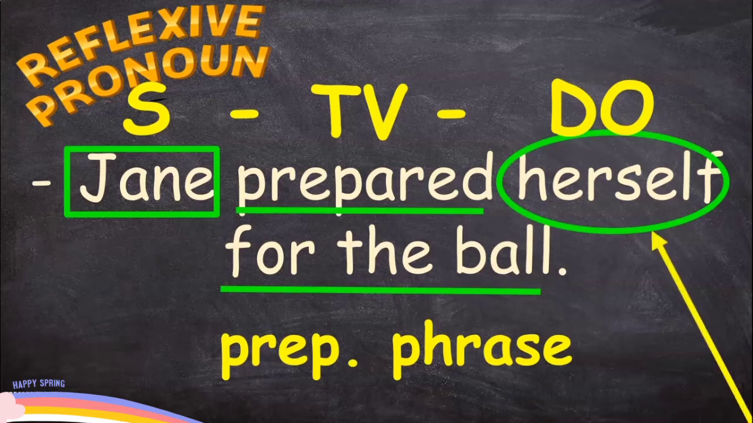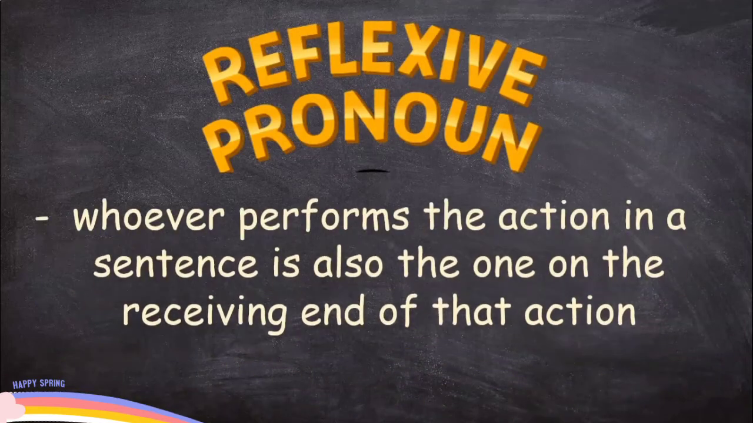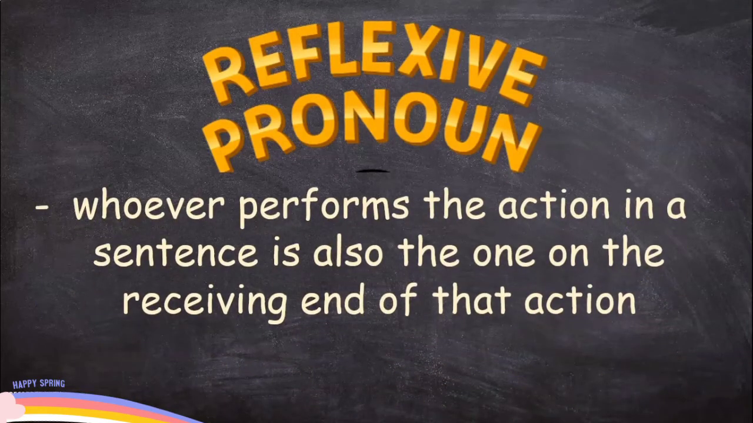Meaning herself is one of the sentence pattern. Herself is the direct object. You see, Jane is the one doing the action, but she is also the one receiving the action. She is preparing for the ball, and who is she preparing? She's preparing herself. This is how a reflexive pronoun functions in your sentence. It tells us that whoever performs the action in the sentence is also the one receiving the end of the action.